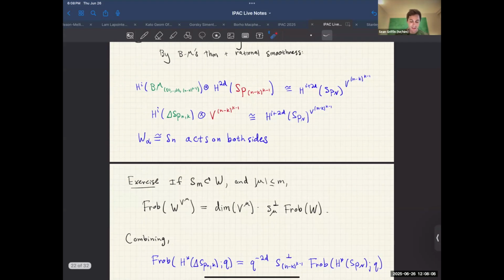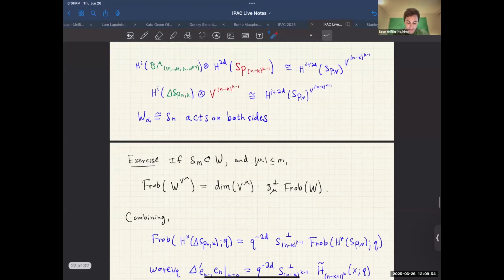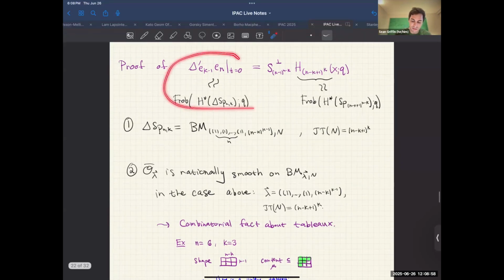And then to combine all of this, complete the following exercise: if you have a symmetric group acting on some vector space and a partition of smaller size, and you take the isotypic component of the restriction for that partition, it's related to the corresponding Schur skewing operator, with precisely this equation where the dimension of the irreducible pops out on the right-hand side. Essentially what happens is when you take Frobenius of both sides, this dimension cancels with that dimension, and you get this equality.